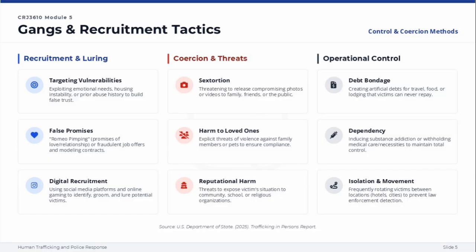Digital platforms allow traffickers to identify and groom victims rapidly while reducing personal risk. For investigators, recognizing patterns such as multiple victims traveling together, scripted responses, or unexplained hotel stays can signal organized exploitation. Understanding gang involvement is critical because trafficking operations frequently intersect with other crimes such as drugs, weapons, and fraud.